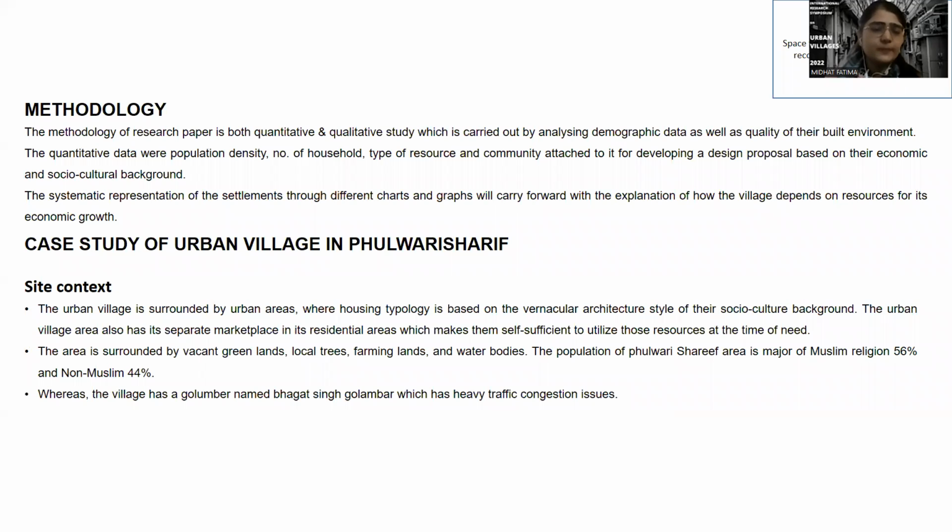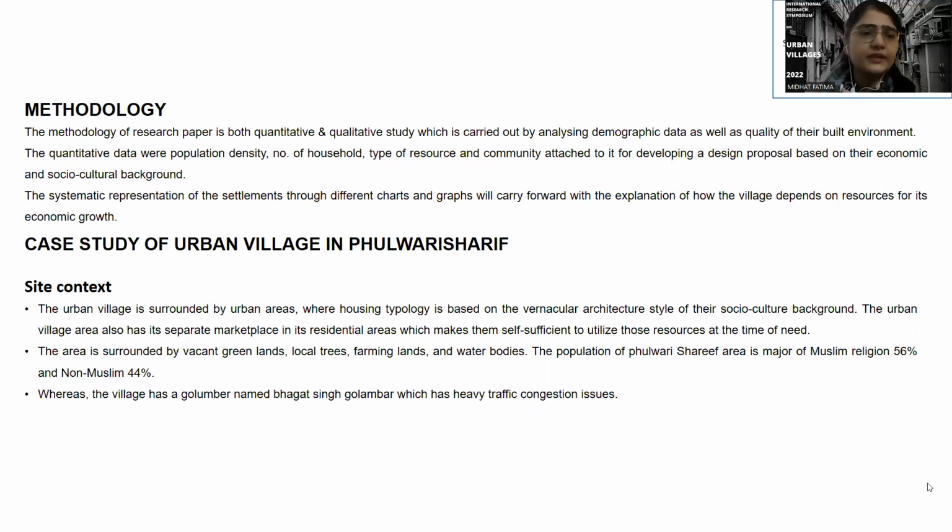In the methodology part, the study is both quantitative and qualitative, carried out by analyzing demographic data as well as the qualitative aspects of their built environment. The quantitative data covers population density, number of households, types of resources, and the community attached to it, for developing a design proposal based on their economic and socio-cultural background. The systematic representation of the settlements through different charts and graphs will carry forward with the explanation of how the village depends on resources for its economic growth.